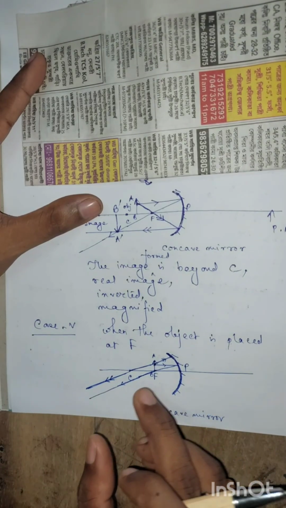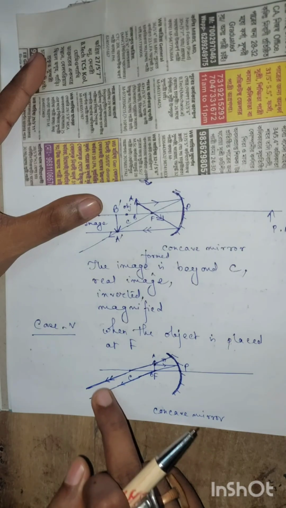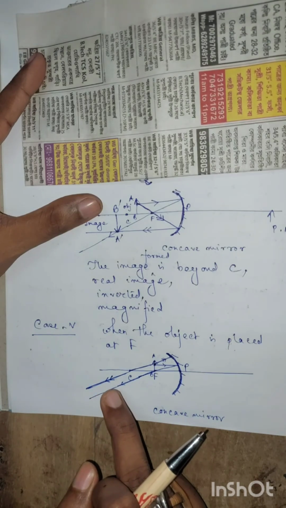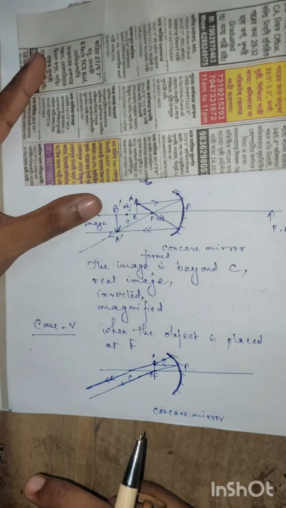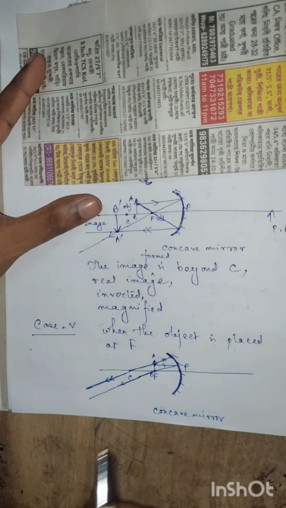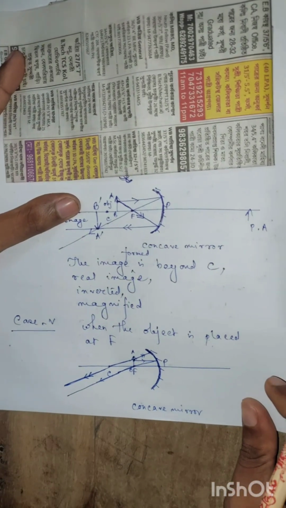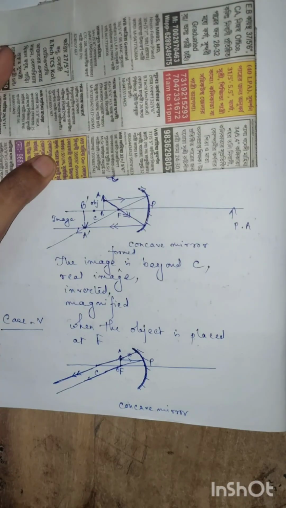We assume that these are parallel rays which are going to intersect at infinity. Therefore, we always assume that two parallel rays meet at infinity. So the image is formed at infinity.